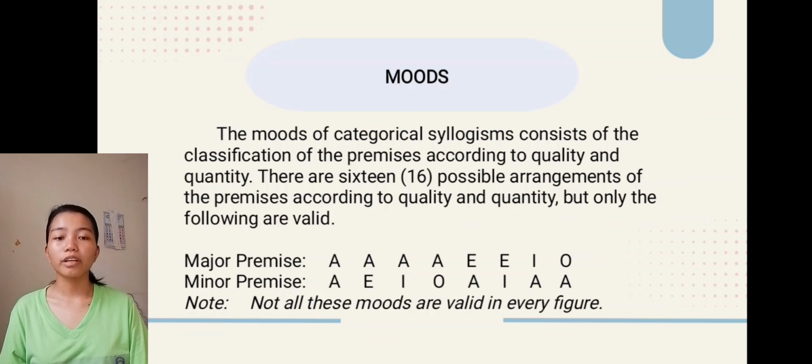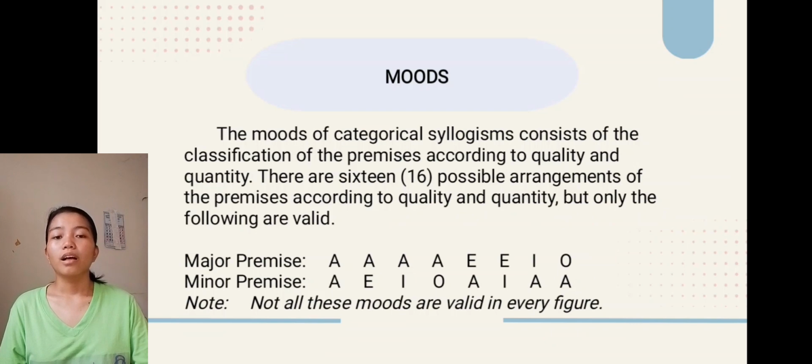The moods of categorical syllogism consist of the classification of the premises according to quality and quantity. There are 16 possible arrangements of the premises according to quality and quantity, but only some are valid. In the major premise, A, E, I, and O. In the minor premise, A, E, I, and O also. But note that not all these moods are valid in every figure.